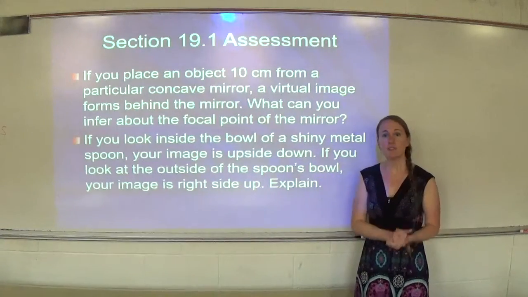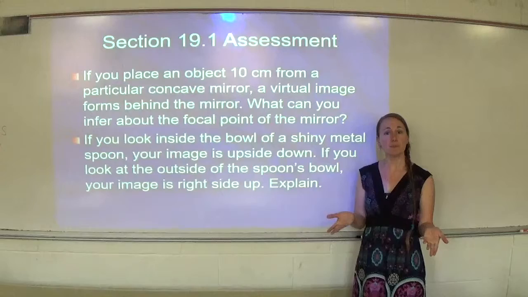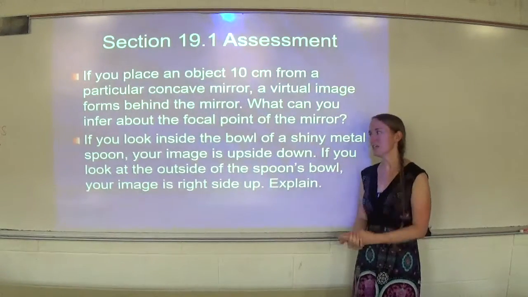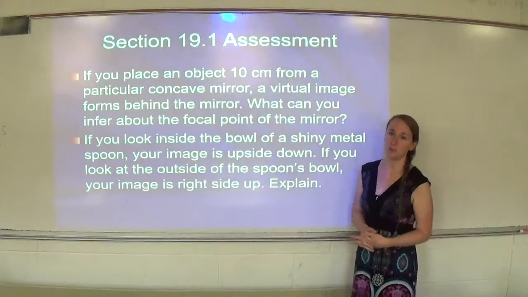Alright, so hopefully that gives you a little bit more understanding of plane mirrors, concave and convex mirrors, and then the difference in virtual and real images.